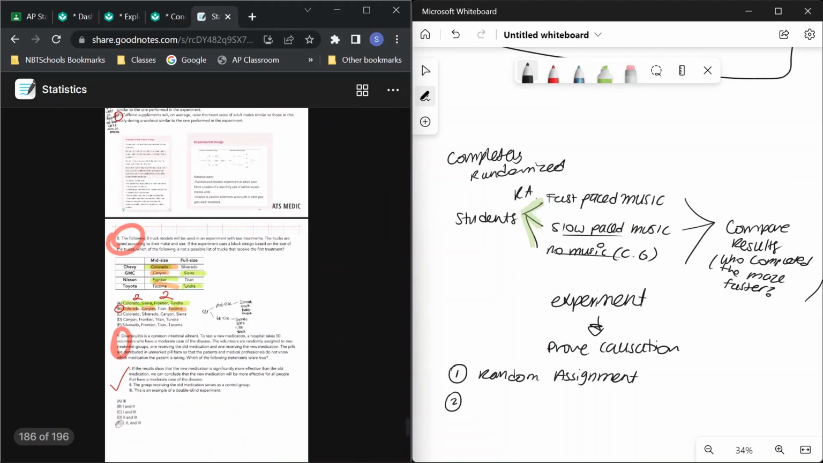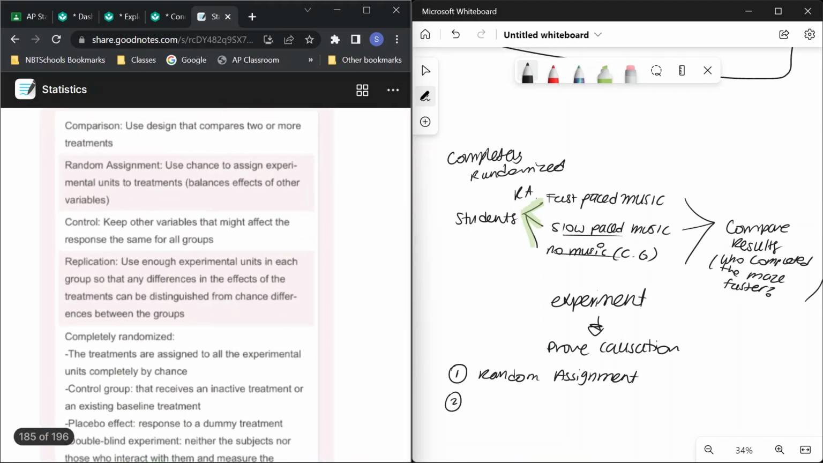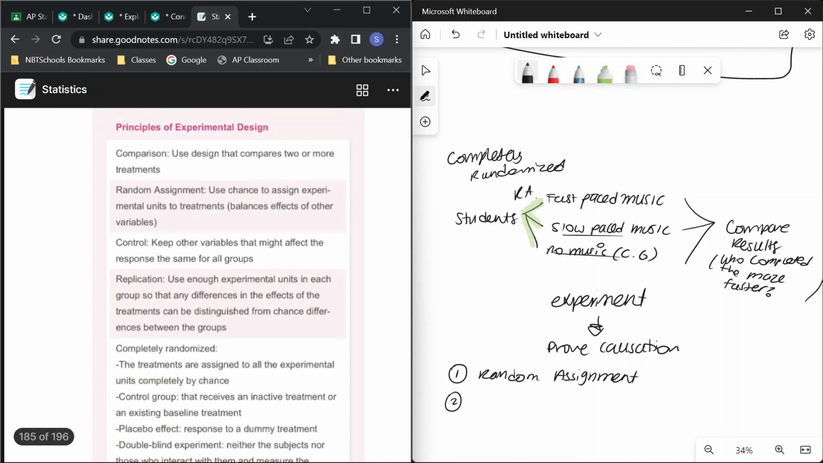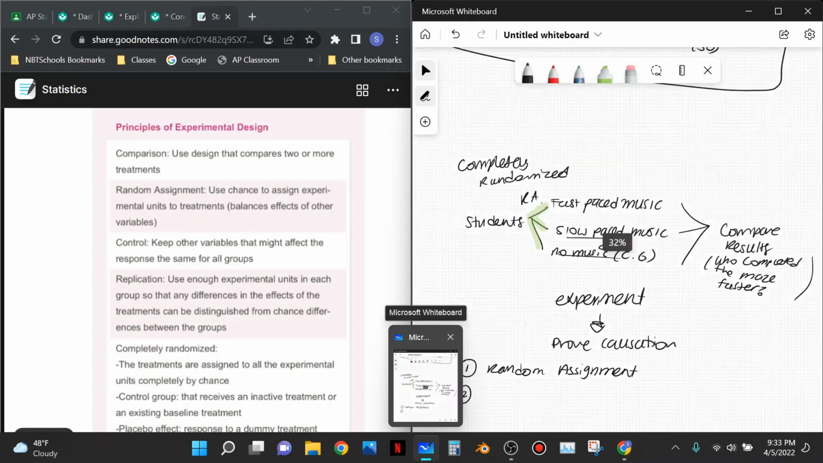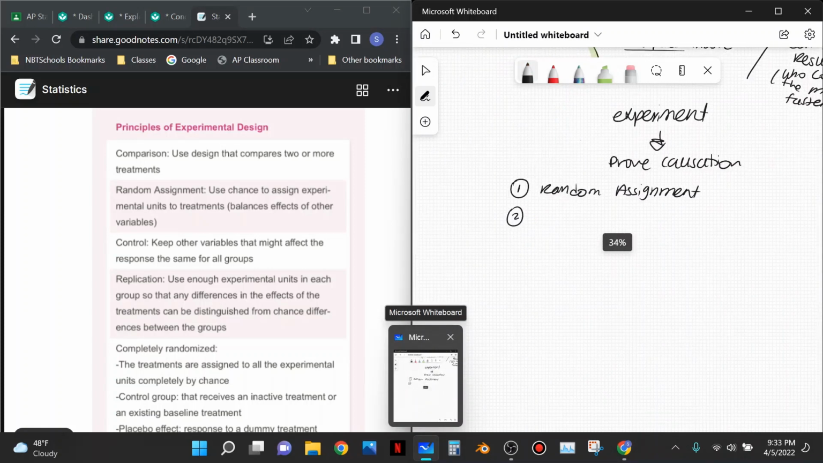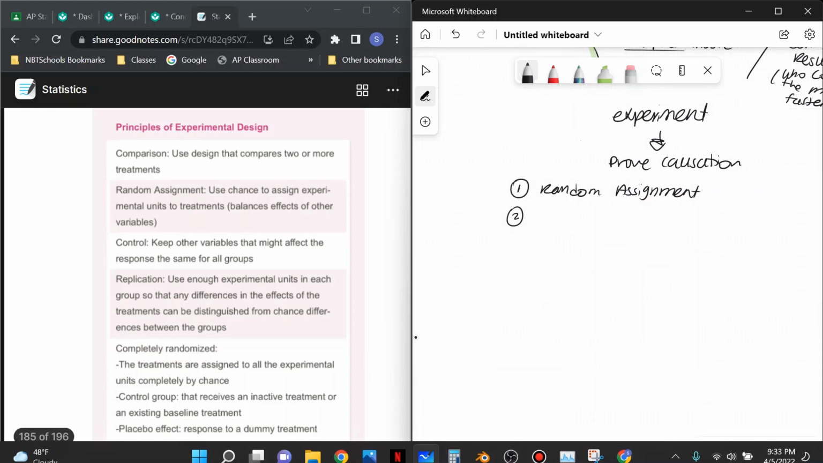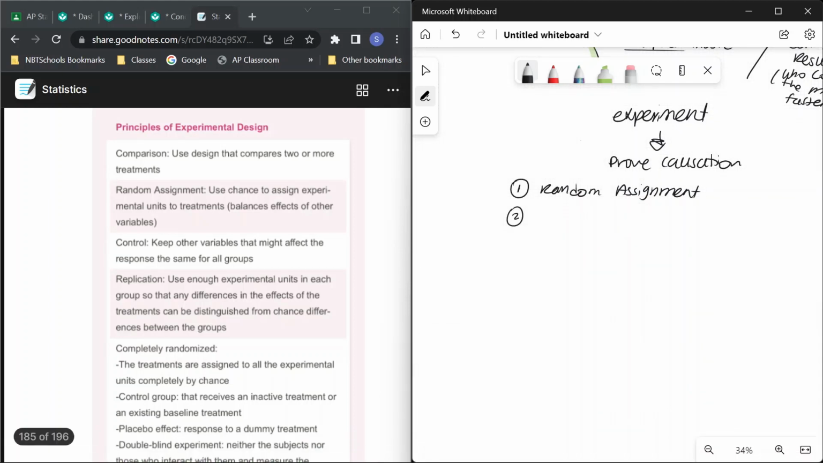So, principles of experimental design. One is random assignment: use chance to assign experimental units to treatments. We have random assignment, and we have comparison. We obviously have to compare results. So that's one thing.